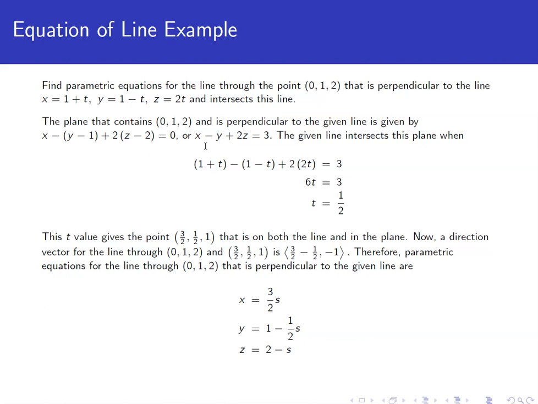So we know that the plane that contains the point (0, 1, 2) and is perpendicular to the line will be given by the equation (x) - (y - 1) + 2(z - 2) = 0. The reason why we know that is that if I want a plane that's perpendicular to the line, the vector that I use for the direction for the line, I can use as my normal direction for the plane.